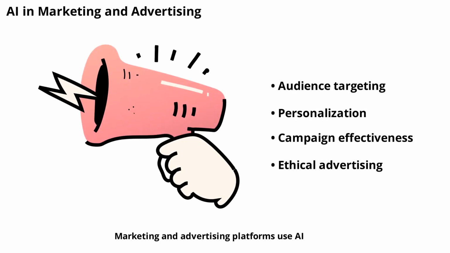Marketing and advertising platforms use AI to target audiences and personalize content. Explainable AI helps marketers understand which factors influence targeting decisions. This transparency can improve campaign effectiveness and ensure that advertising practices are ethical and non-discriminatory.